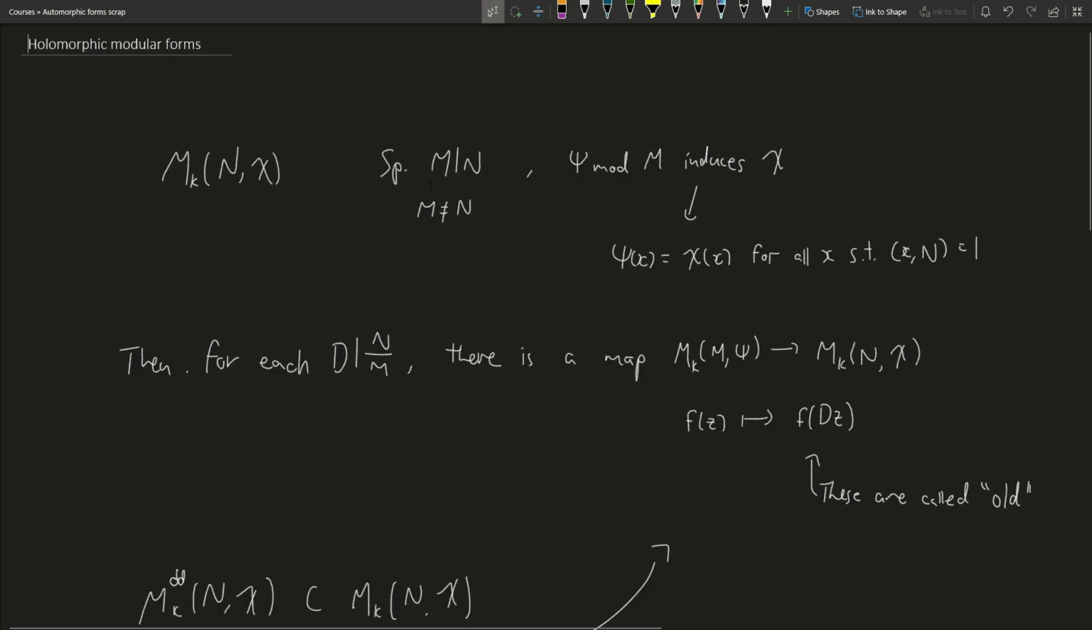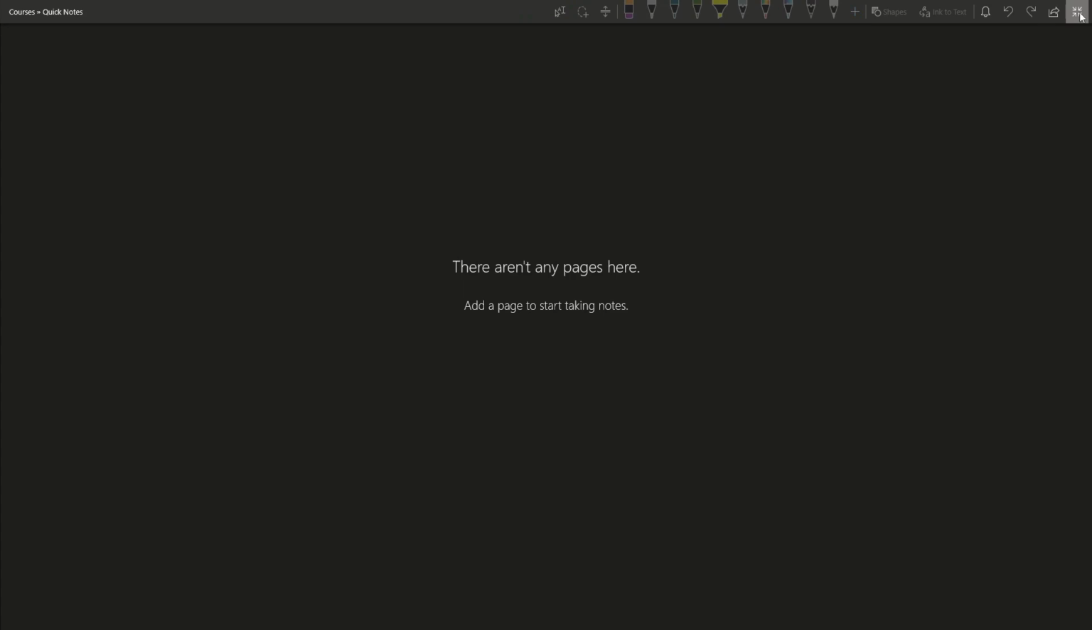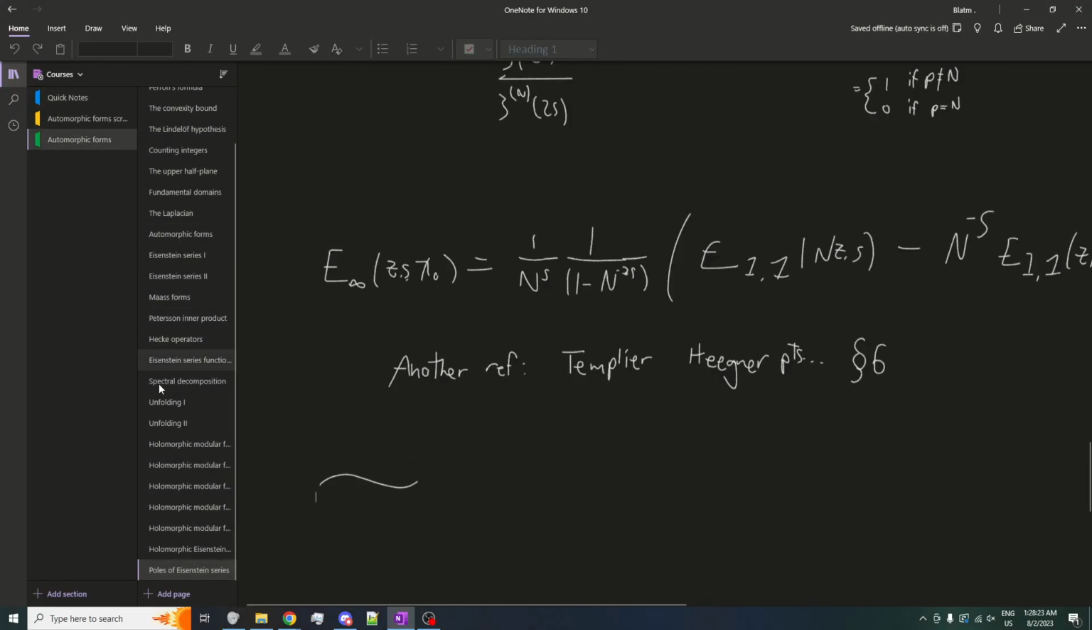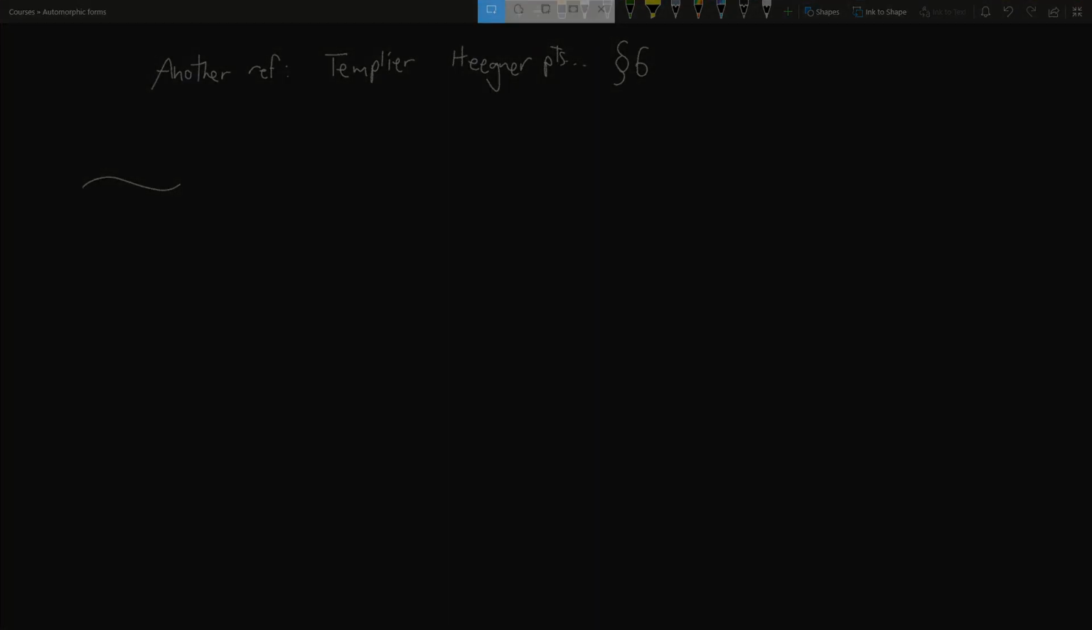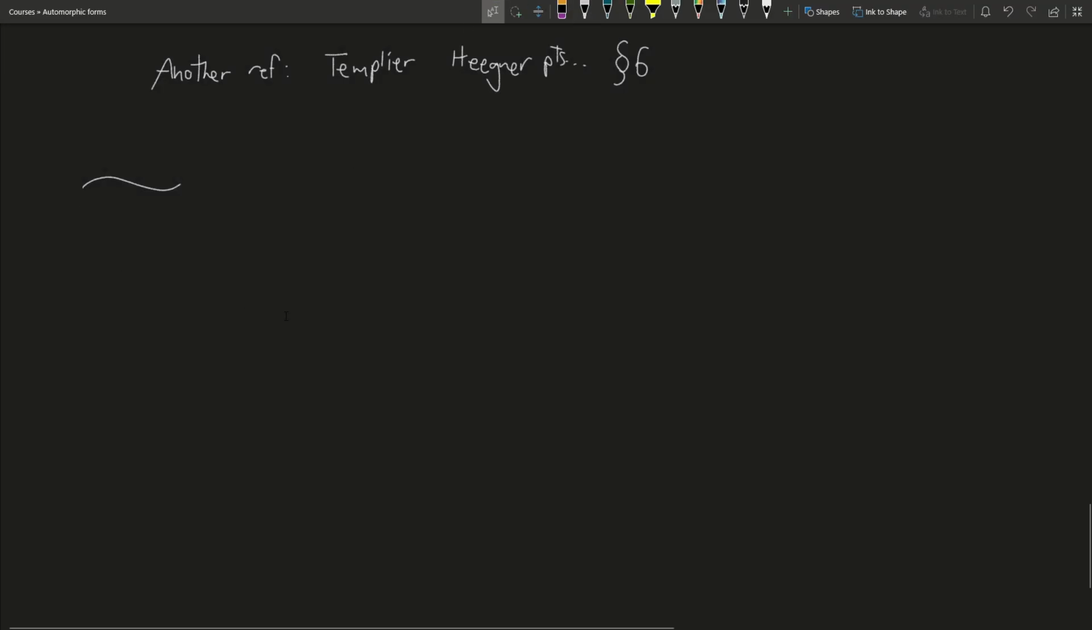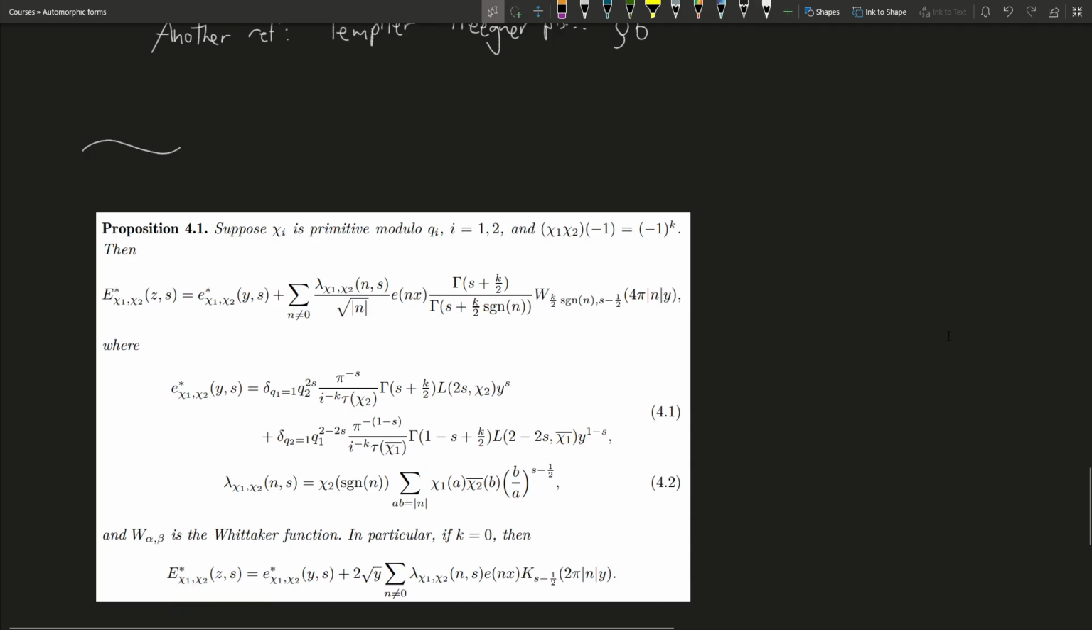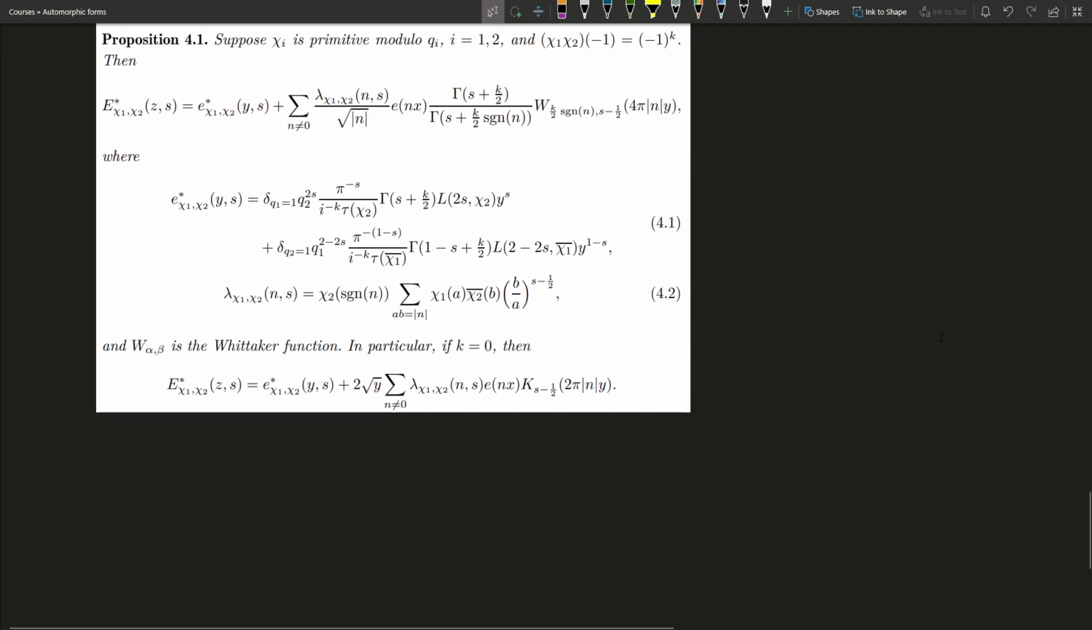So on page 6 of Young's paper, he gives the following formula. Okay, kind of a mess, but it's going to be good enough for our purposes.